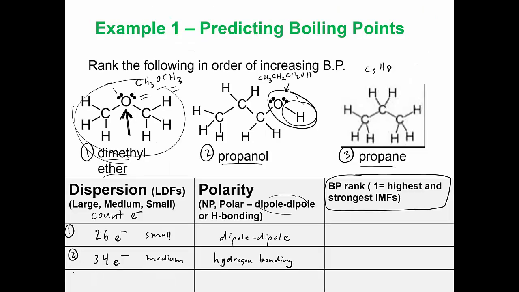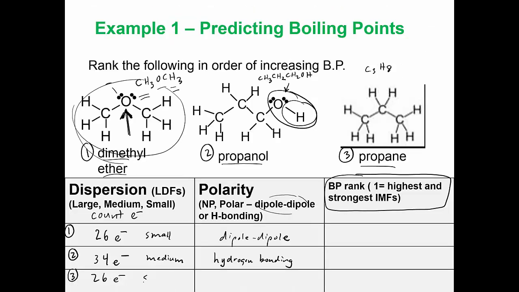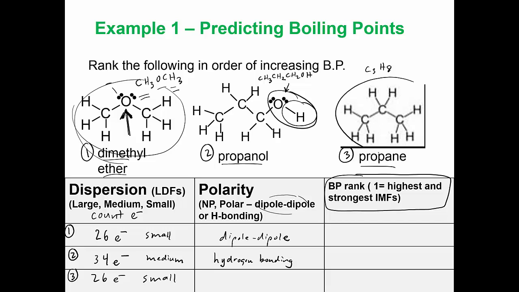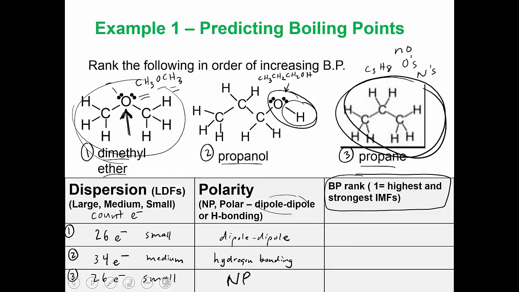Okay, so next we look at molecule 3, which is propane. This molecule has 26 electrons, which falls into the small range. And then keep looking at this molecule, and I don't see any O's or N's, so there's no oxygens or nitrogens. So there's no high EN atoms that might cause it to be polar. So this molecule is non-polar, so we write NP. Okay, sorry about the slides here.